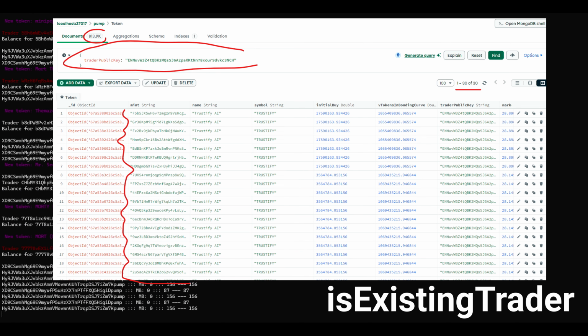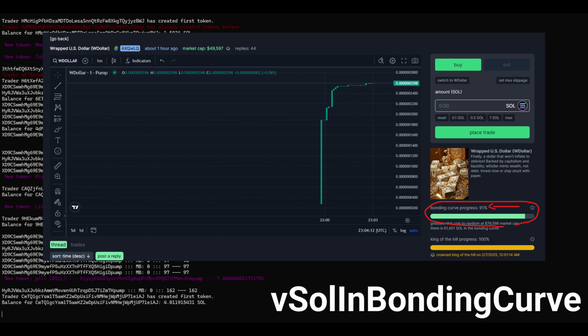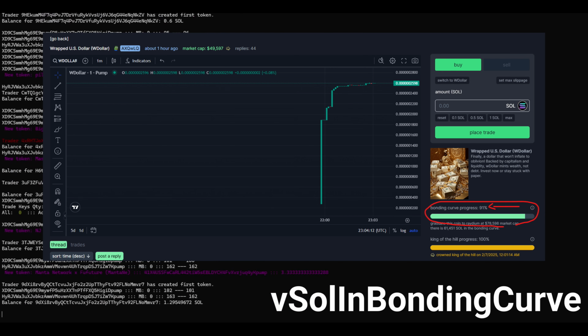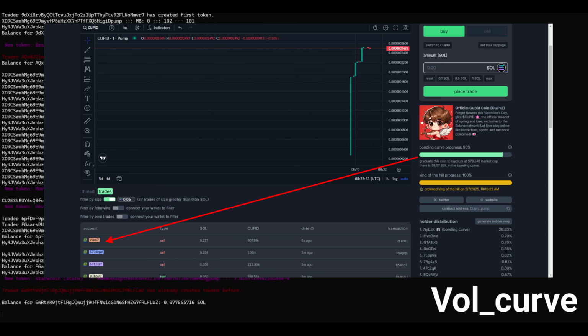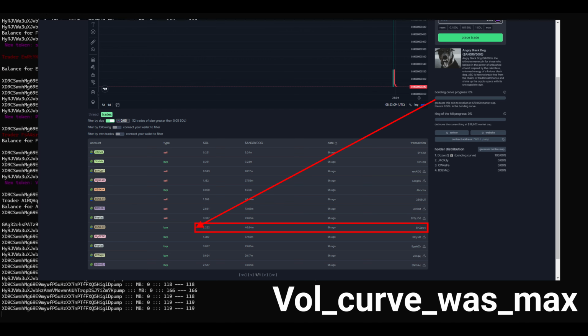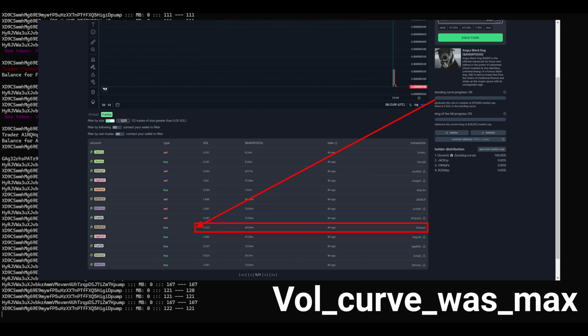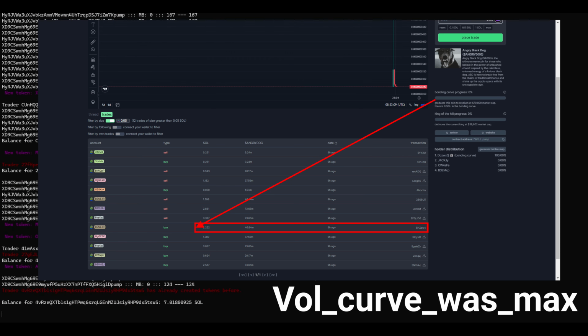Parameters for transaction analysis. VSOL bonding curve, native Pumpfun parameter indicating bonding curve progress. Vol_curve, stores the VSOL bonding curve value from the previous transaction. Vol_curve_was_max, tracks the maximum VSOL bonding curve value to assess growth.